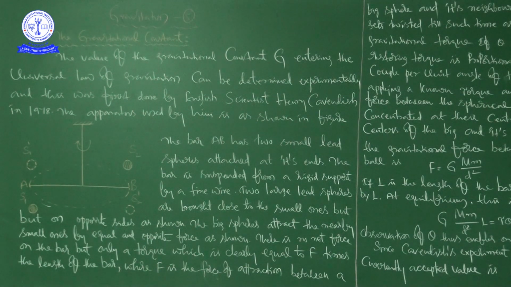Now, the bar is suspended from a rigid support by a fine wire. So it is a rigid support, and it is a wire. Two large lead spheres are brought close to the small ones, but on opposite sides as shown. See here, opposite sides only, right? That is, the big spheres attract the nearby small ones by equal and opposite forces as shown.